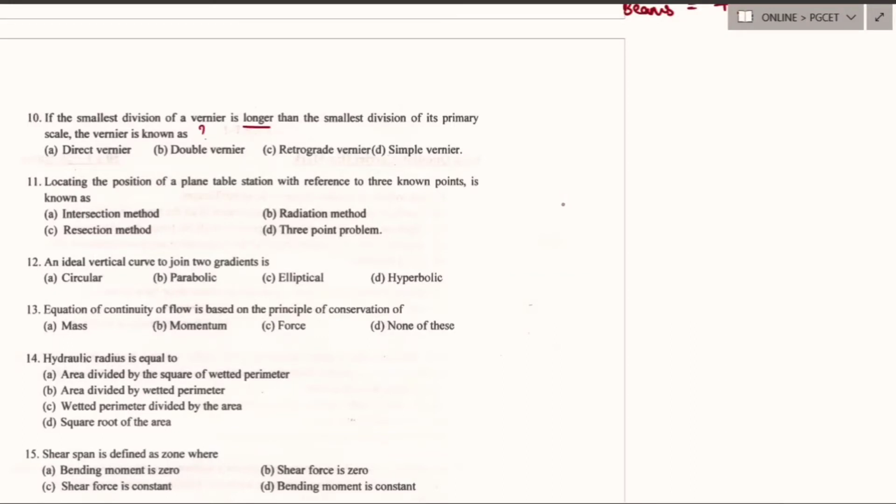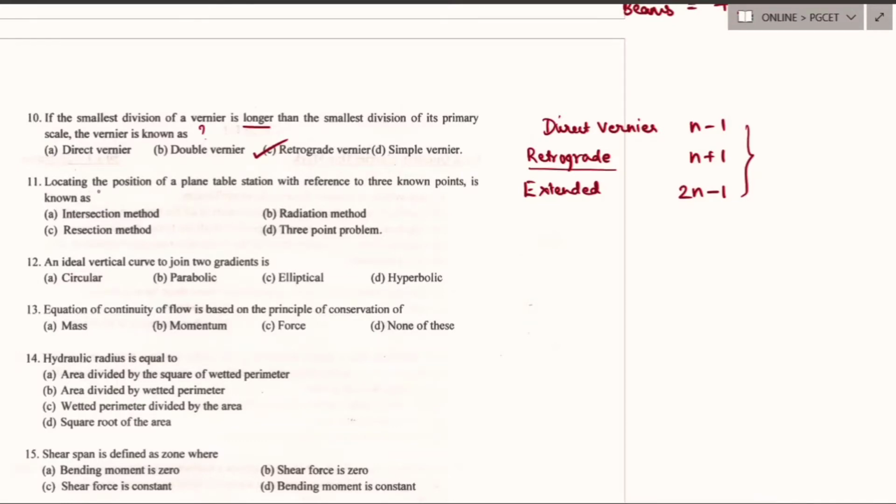In direct vernier, the main scale divisions is n minus 1, and in retrograde vernier the main scale divisions is n plus 1, and in extended vernier the main scale division is 2n minus 1. Since the smallest division of vernier is longer than the smallest division of its primary scale, here they are talking about retrograde type of vernier. So option C is the right answer.